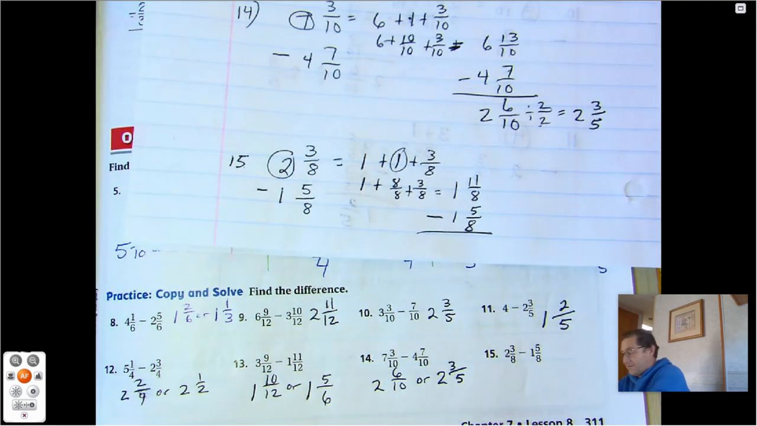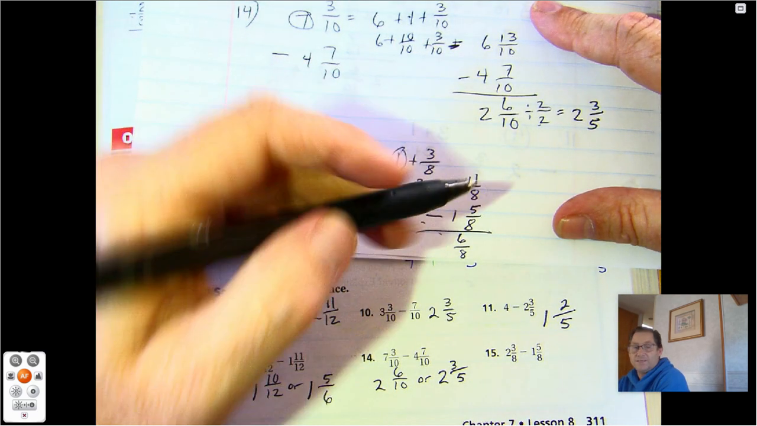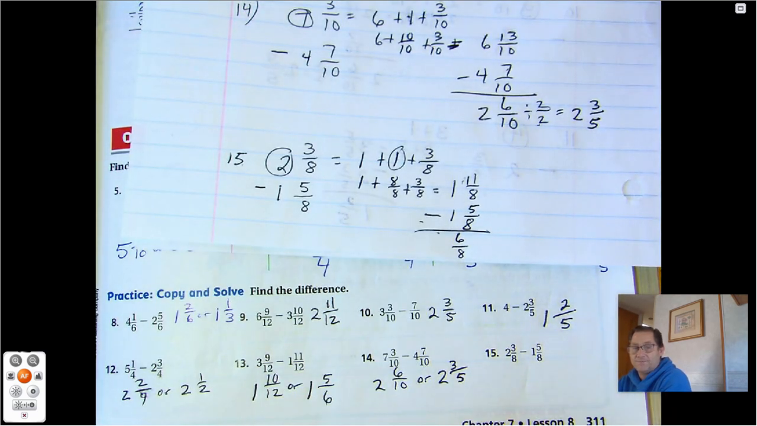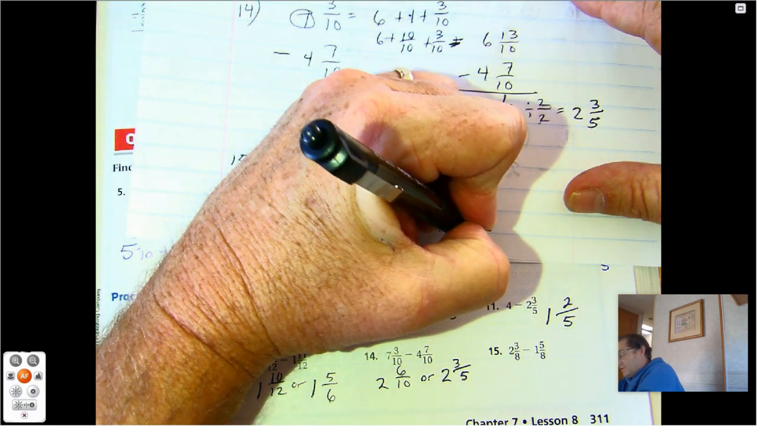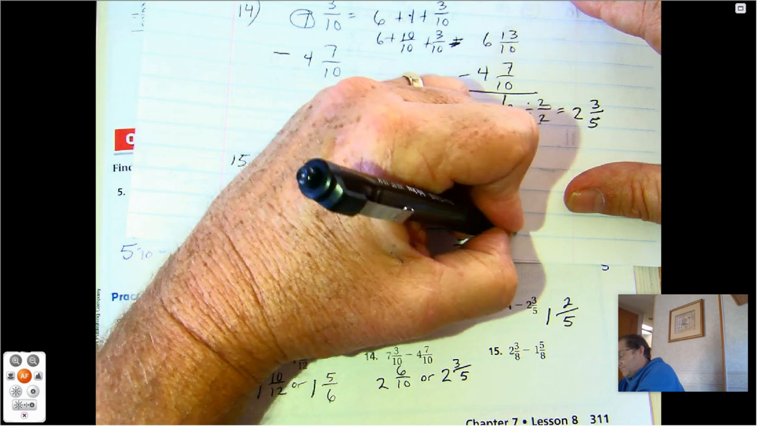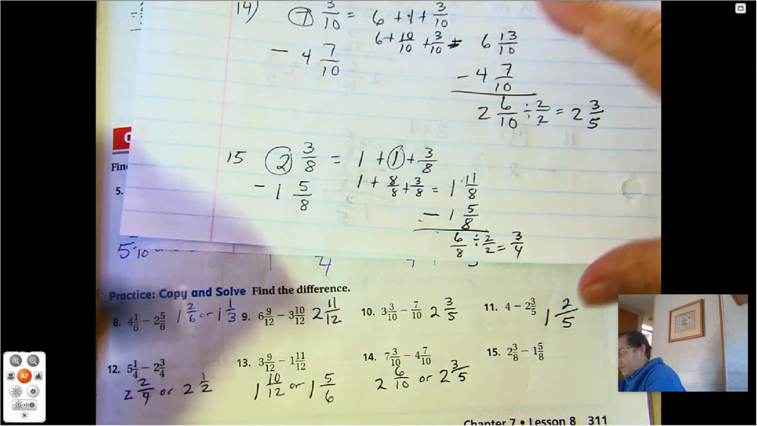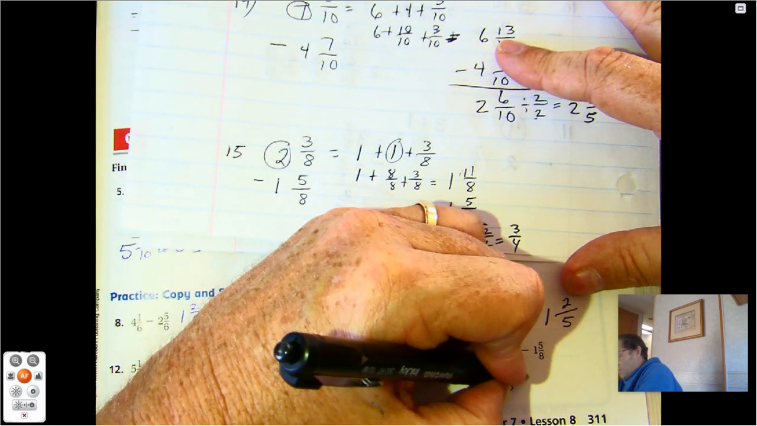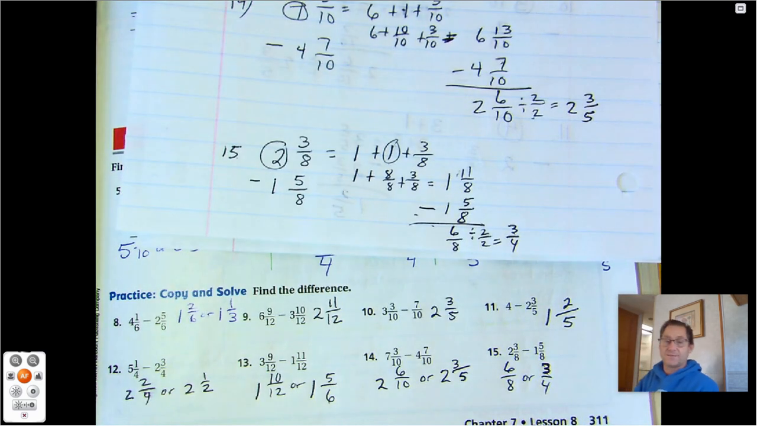Well, 11 take away 5 is 6. So 6/8, and 1 take away 1 is 0. So we have no whole numbers. So we only have 6/8 left. They're both even numbers. So I'm going to divide by 2. And that gives me 3/4. Awesome. So 6/8, or 3/4.